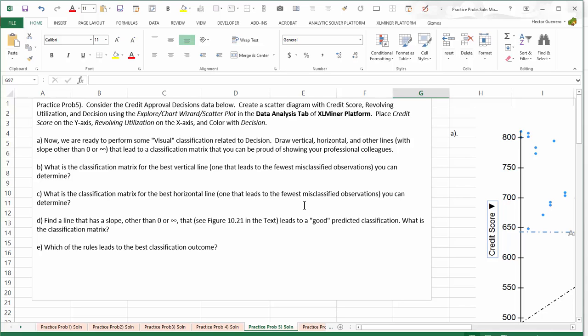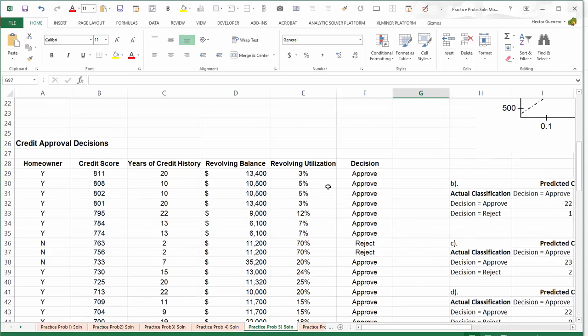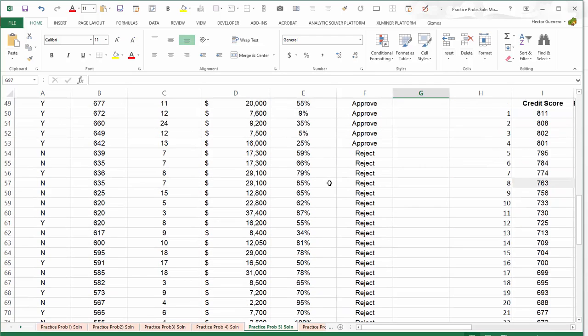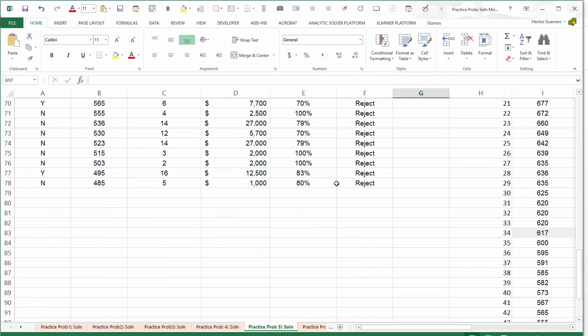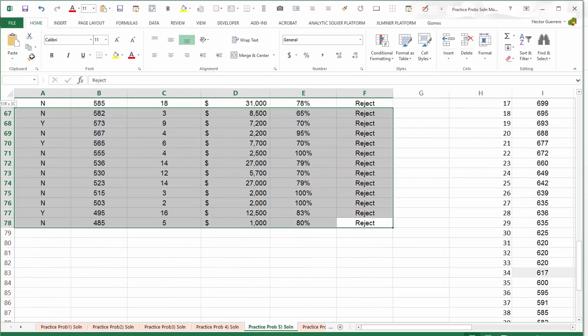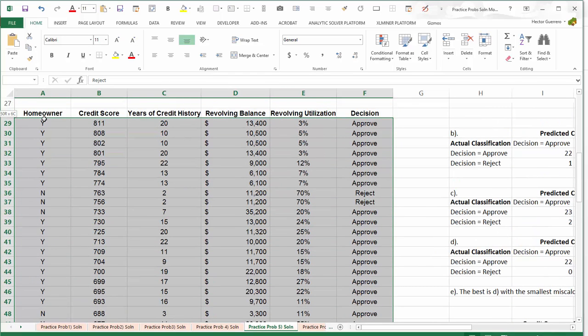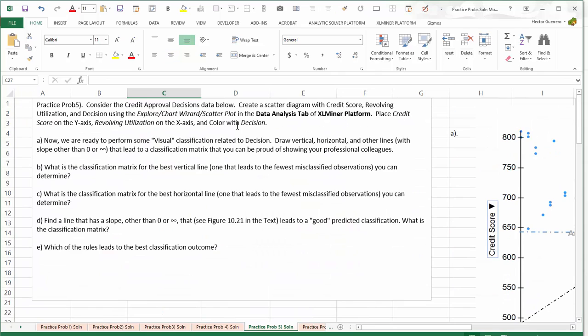So let's take a look at our data. Our data is here, and there are, I think, 50 records. Yeah, 50 records. We have information on the homeowner, on a credit score, years of credit history, revolving balance, revolving utilization, and decision, whether they were approved or not. So let's do as the problem asked.